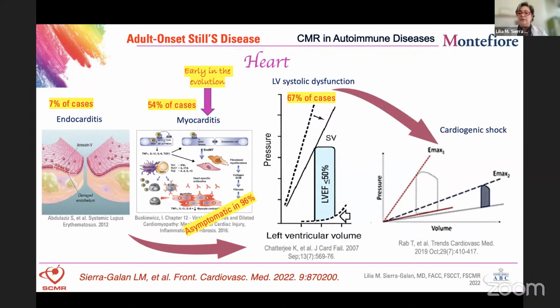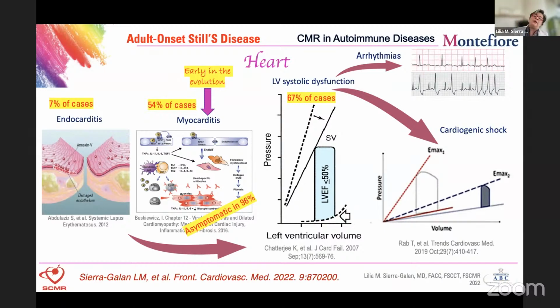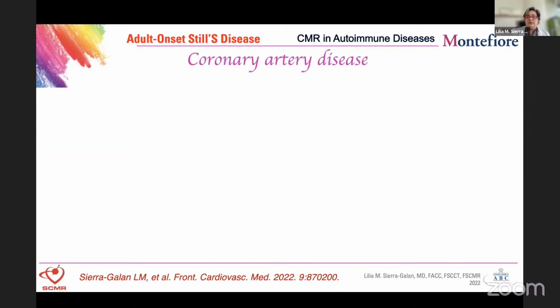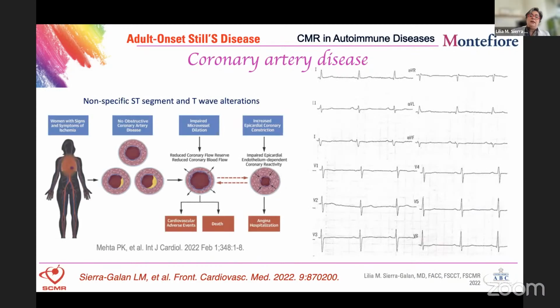And it could evolve to cardiogenic shock and to arrhythmias. Which ones? Atrial fibrillation and potentially lethal ventricular arrhythmias. And 42% is the second cause of death in this group of patients in the acute event, and 21% at a year. So CMR should be part of the investigation in these cases. Then they have coronary artery disease with non-specific ST segment and T wave abnormalities.